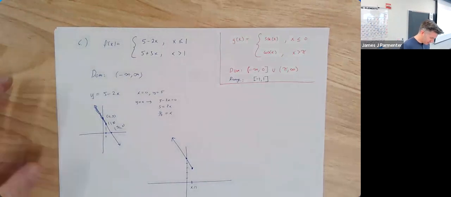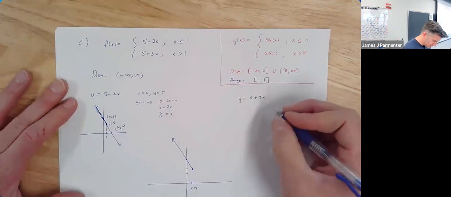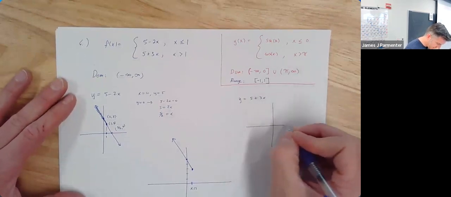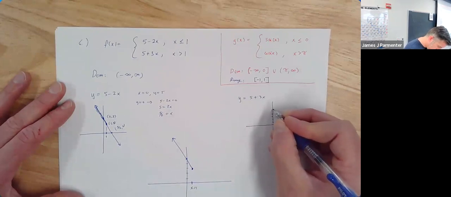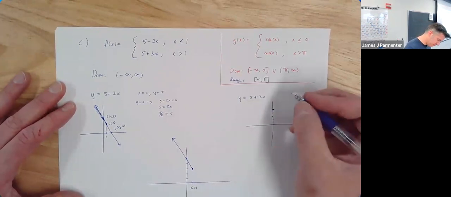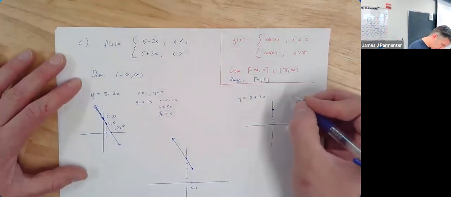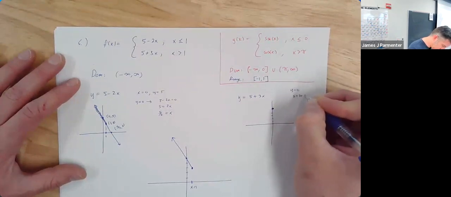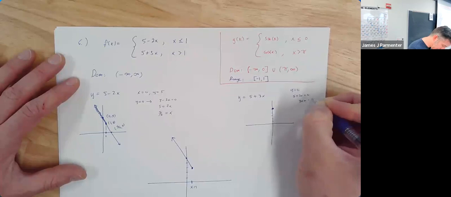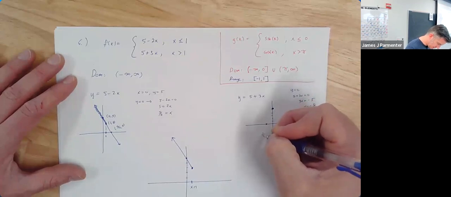And now I want the right half. So I'm going to graph y equal to 5 plus 3x. Same sort of deal. I would still have y equal to 5 as my y-intercept. As for the x-intercept, I don't really need it, but I could find it. Set y equal to 0, so 5 plus 3x equals 0. So 3x equals negative 5, so x equals negative 5/3. So somewhere over here. So it's kind of like this.